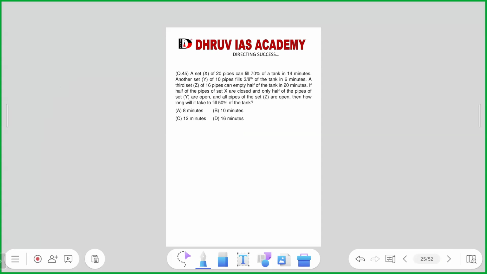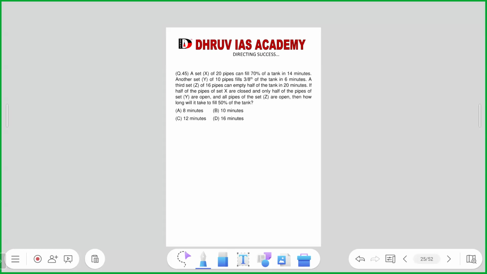Okay, next question: say set X of 20 pipes can fill 70% of a tank in 14 minutes. Another set Y of 10 pipes fills 3/8 of the tank in 6 minutes. A third set Z of 16 pipes can empty half of the tank in 20 minutes. If half of the pipes of X are closed and only half of the pipes of Y are open, all pipes of the set Z are open, then how long will it take to fill 50% of the tank?